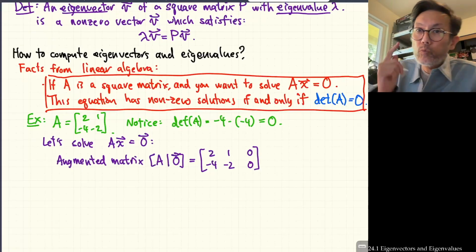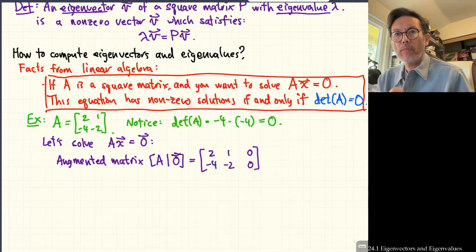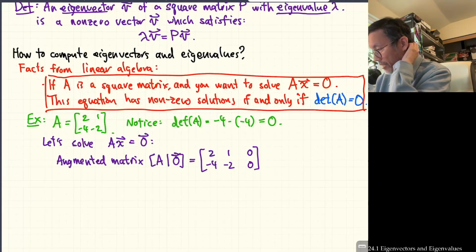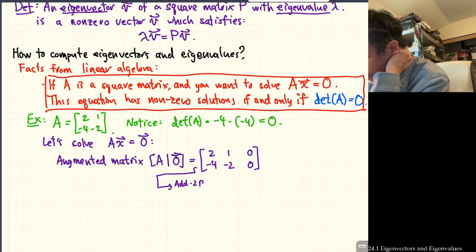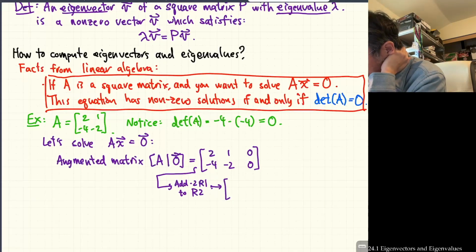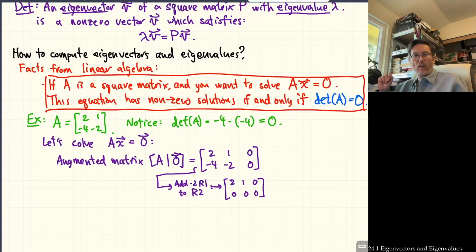What I'm going to do now is row reduction. So I'm going to add negative 2 row 1 to row 2. And when I do this, what happens is I obtain 2, 1, 0, and then 0, 0, 0. You can check that yourself. Okay, so what is this matrix saying?